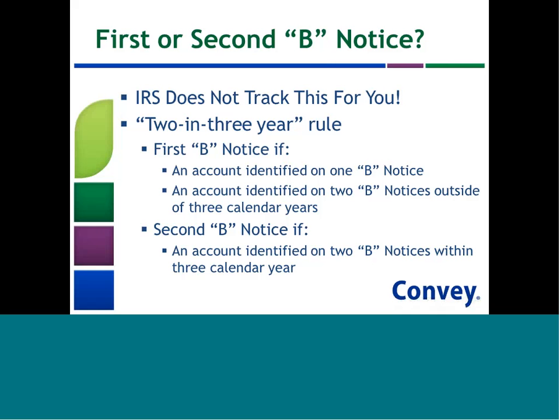And keep in mind there's a 2 and 3 year rule. So a second B notice only applies if it's a second B notice within a 3-year period of time. Now it's going to be a first B notice if an account identified on 1 B notice or identified on 2 B notices outside the 3 calendar years. So if you only received 1 for the account, or if you received 2 but it hasn't been within the 3-year period of time, it's considered a first B notice. Now it'll be a second B notice if you actually have 2 within that 3-year period of time.